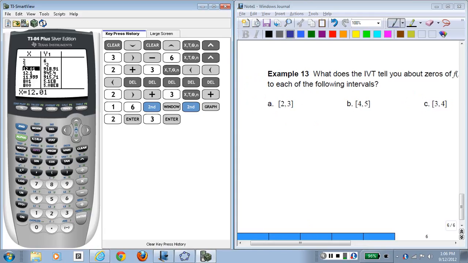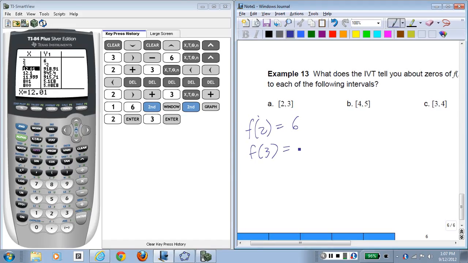So it says that f of 2 equals 6 and f of 3 equals -2. Now this is a polynomial function, so it's continuous everywhere. In particular, it's continuous on this closed interval from 2 to 3. What does the intermediate value theorem tell us about the existence of a 0 on this interval?